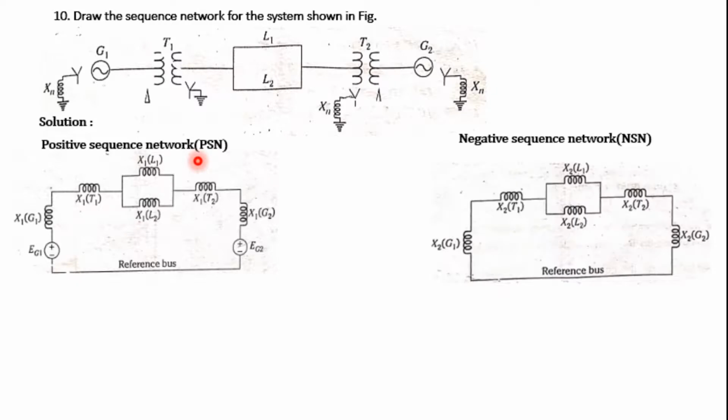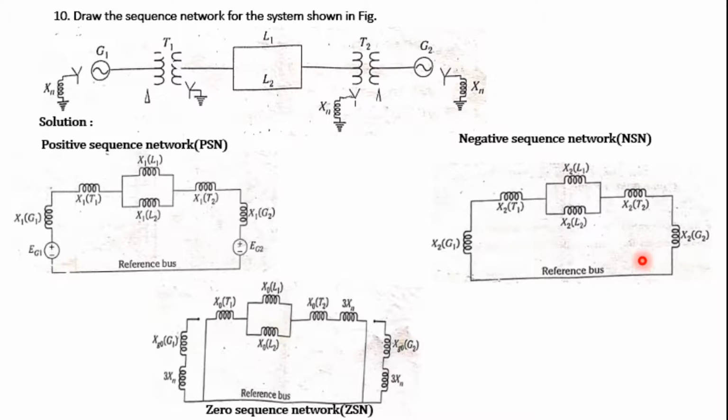The negative sequence network is similar to the positive, only we need to make the source of EMF short circuited. Then for the zero sequence network we need to be careful about whether it is grounded or not, and whether it is star or delta, we need to observe carefully. Okay, generator G1 is star grounded through a reactance.